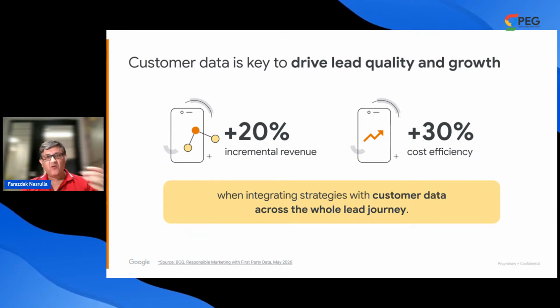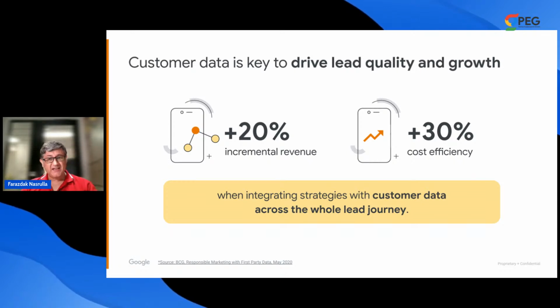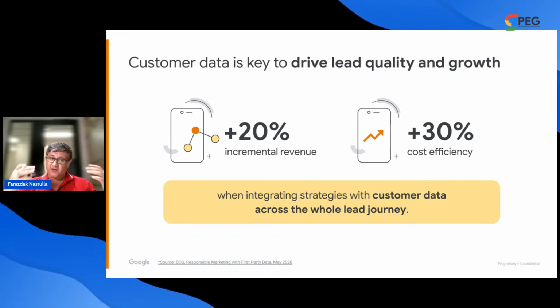And when you put in the good kind of data inside, you get a 20% incremental revenue and a 30% cost efficiency. So it's always good to integrate your custom data throughout the entire journey of your Performance Max campaign.